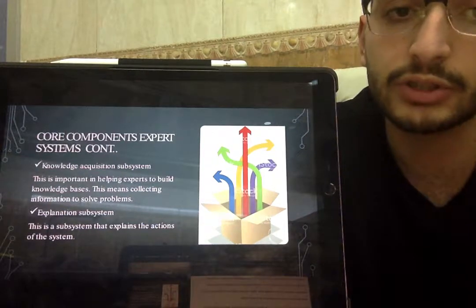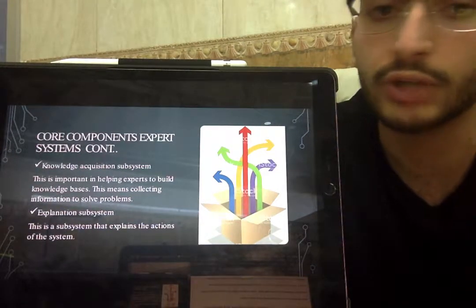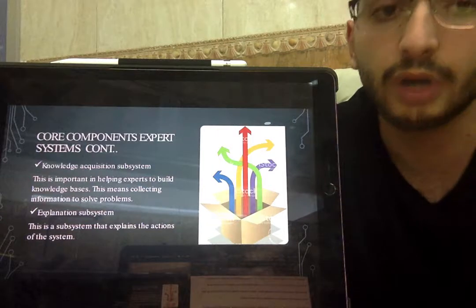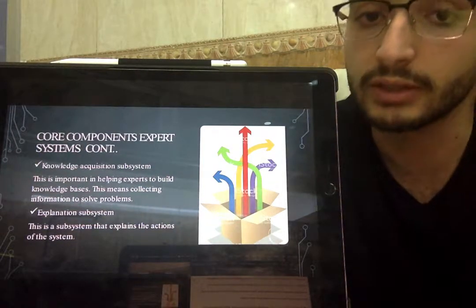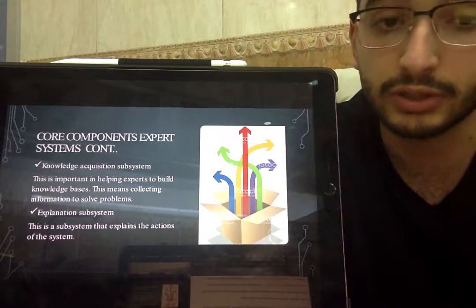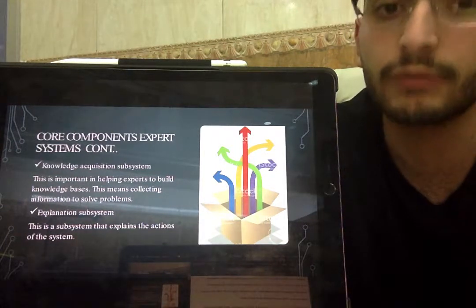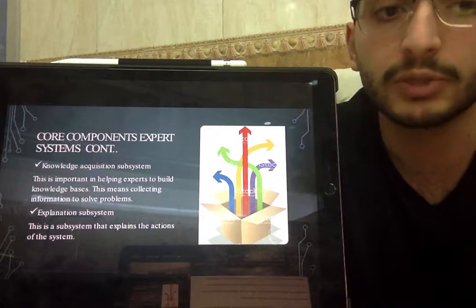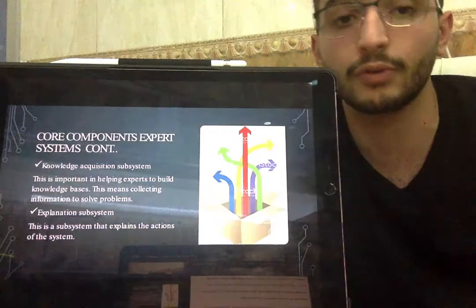The knowledge acquisition subsystem is another component which helps the experts to build knowledge bases. This involves collecting the necessary information to help in problem solving. The explanation subsystem is a component of the expert system which explains all the functions that the system performs.